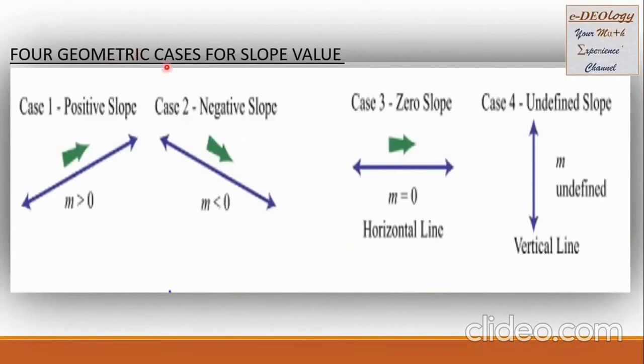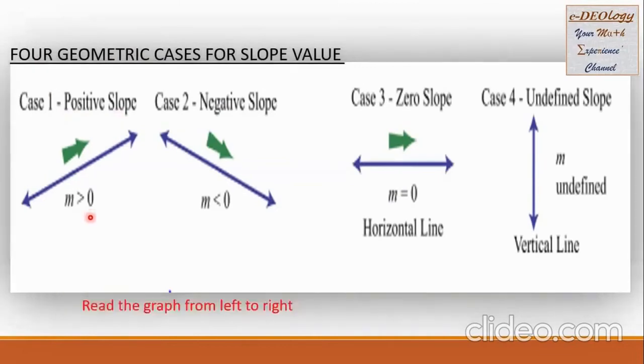There are 4 geometric cases for slope value. Case 1 is positive slope. The symbol is here. M is greater than 0. Take note that we're going to read the graph from left to right. So the line is here. It's like going upward, but we can say that this is inclined to the right.